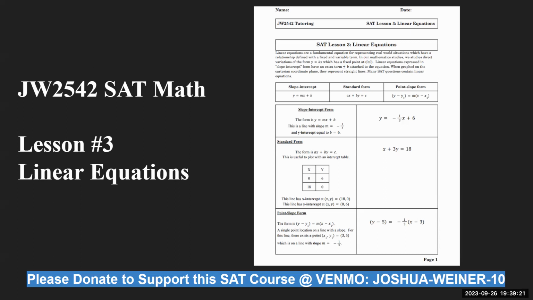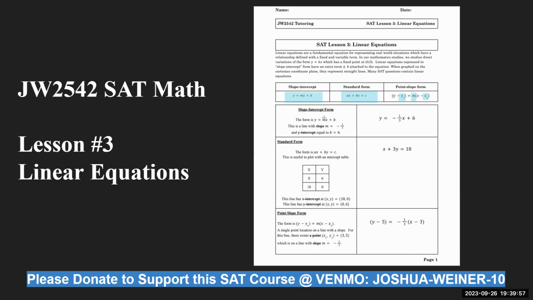So what you should know from Algebra 1 is that your teacher probably split the lessons into slope-intercept form, y equals mx plus b. There will be questions with standard form, ax plus by equals a constant c. And also, given a point (x1, y1) somewhere on the plane, we can represent it as, given the slope and a point, y minus y1 equals m times (x minus x1).